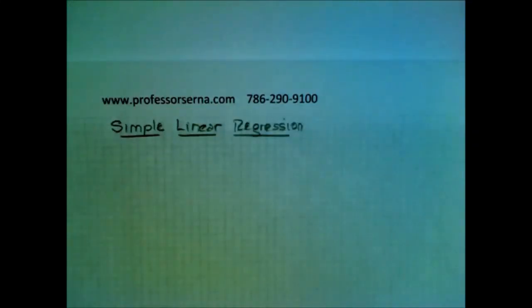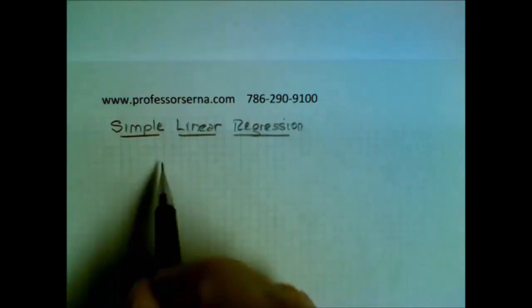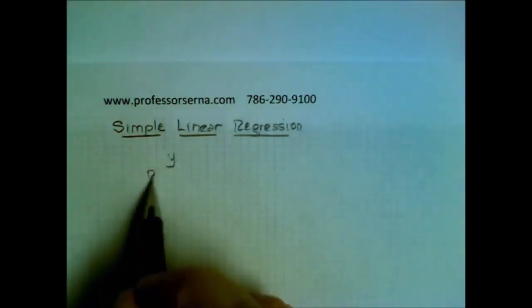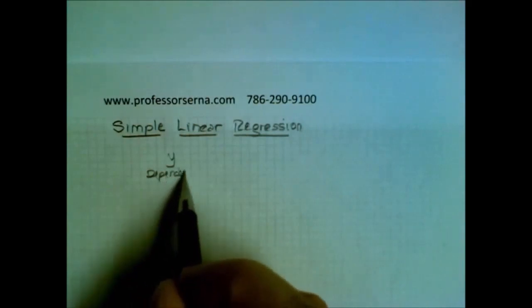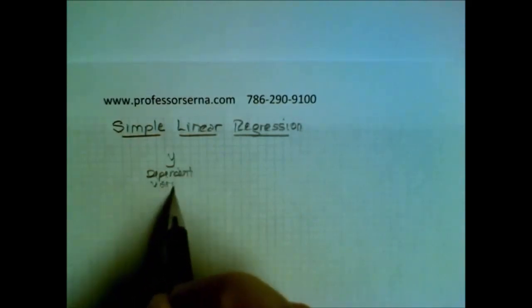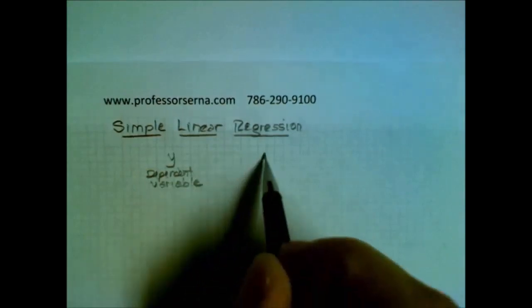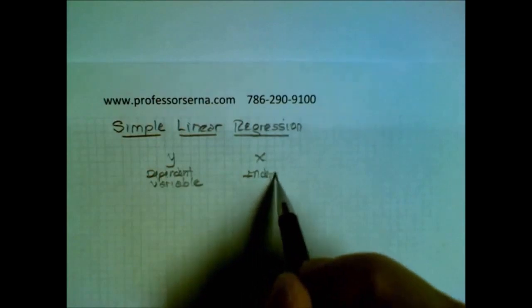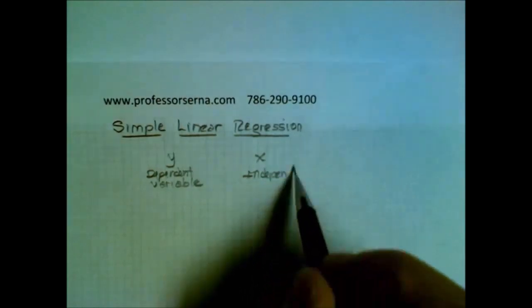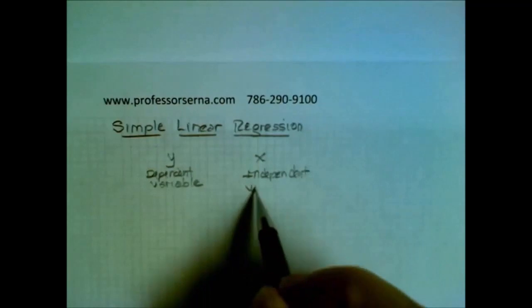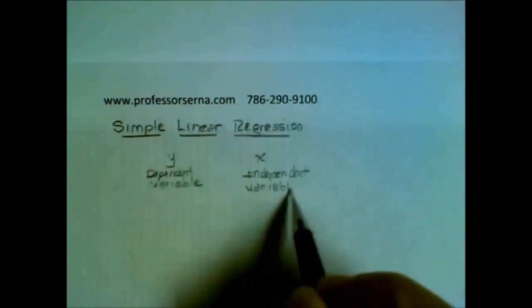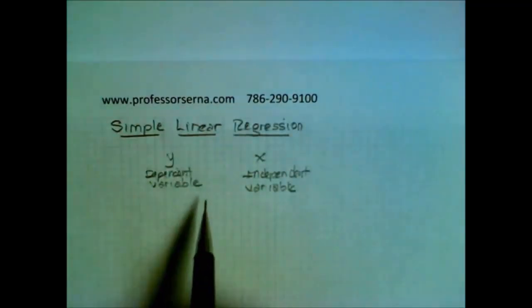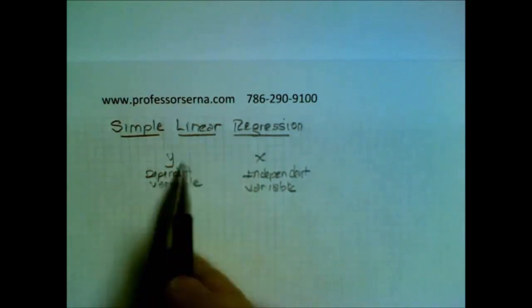The idea of simple linear regression is that we have two variables, x and y. Y is the dependent variable, and x is the independent variable. And we want to find out if there is a linear relation between x and y.